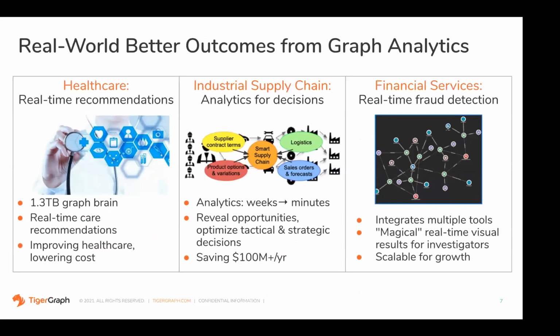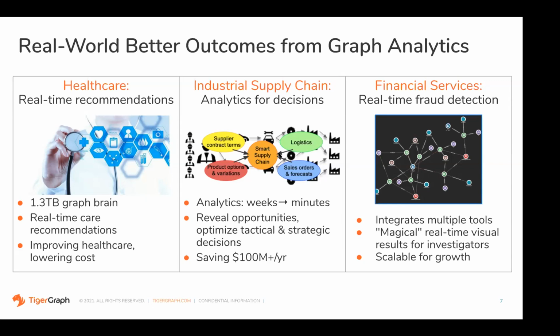Some of the real world use cases, I'm going to speed up a little bit. We have customers in healthcare. One of them has built a 1.3 terabyte graph brain, which it uses for real-time care recommendations. Those real-time recommendations not only improve healthcare, but they, of course, lower costs. They save the healthcare providers and insurance companies money, and they save the patients money.